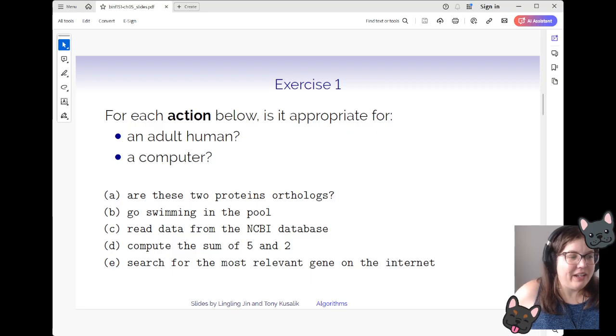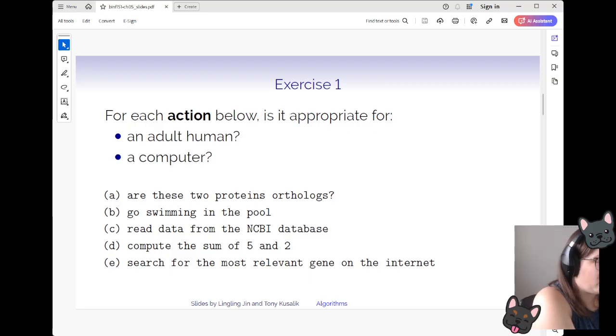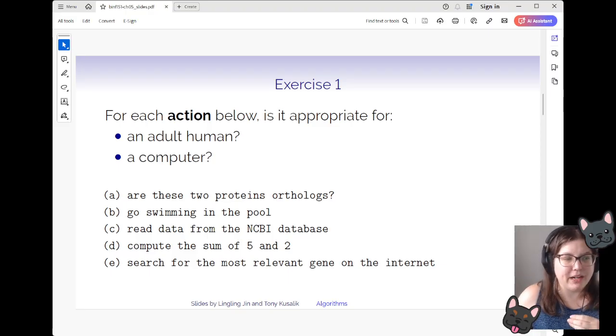So we have, for this first exercise, a whole bunch of actions listed below, and we want to know if they're appropriate for an adult human or a computer. Now, if you want to, you can pause and you can try to go through and say, what is the answer for all of these things? We also have all of the answers listed out with more detailed explanations in the lecture exercise solutions that you'll find in the same place where you found this video on the Canvas page.